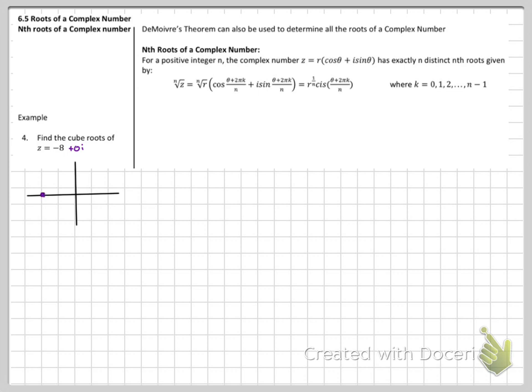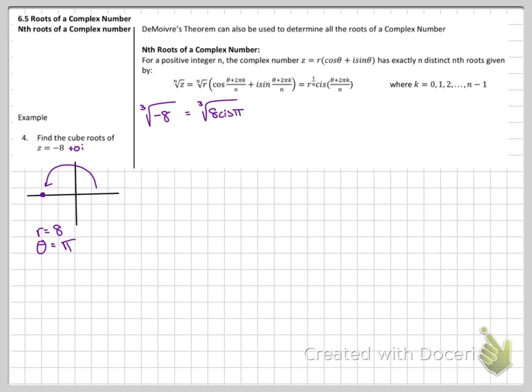We don't need to make a triangle because we could just see that r is 8 because r is a distance. And theta, if we're over there on the unit circle, theta is going to be pi. So when it says find the cube root, they're basically telling you to do this. And I understand that we could do this one just on our own without the theorem. But if we want to use it, we want to do cube root of 8 CIS pi.